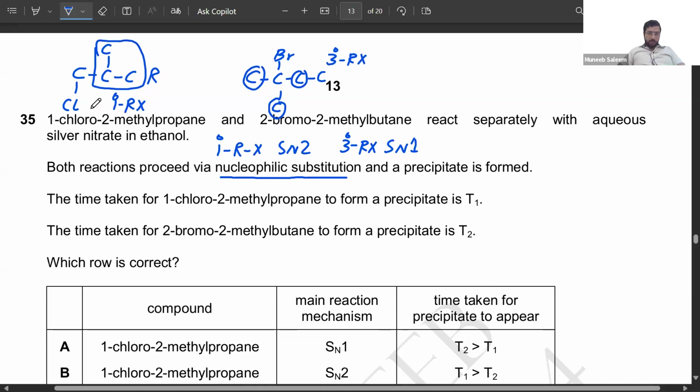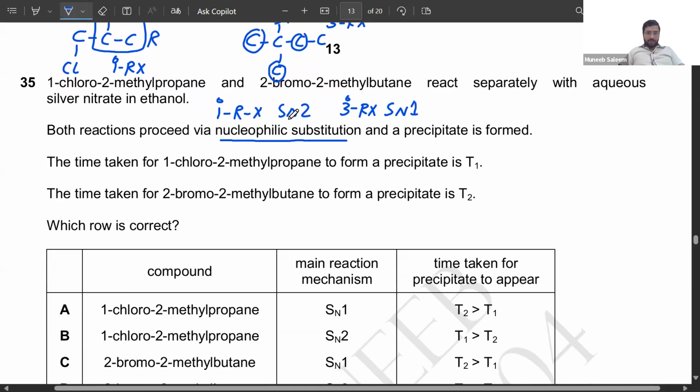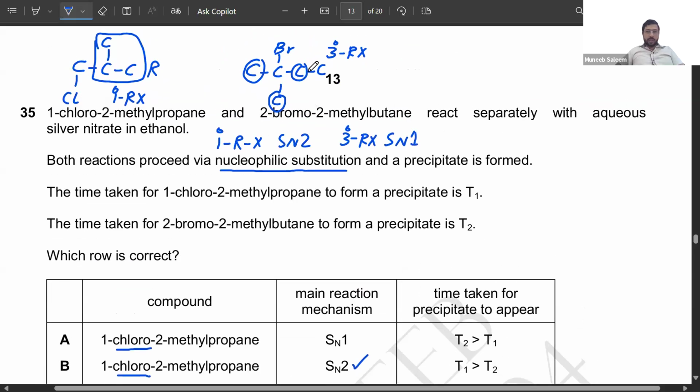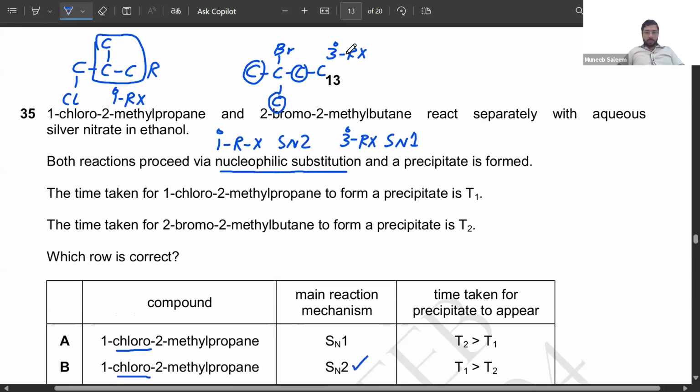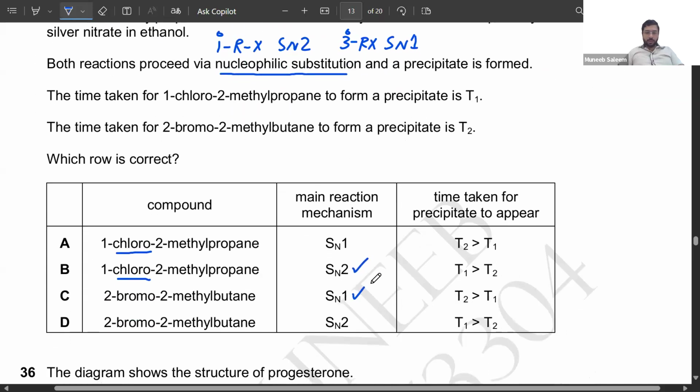So the compound which contains chlorine, this is the primary. So it should go with SN2. So chlorine is here, chlorine is here. So it will go with the SN2. And the one which contains bromine is a tertiary haloalkane, and tertiary haloalkane goes with SN1. So the bromine compound should go with SN1. So these two are the correct options from here.